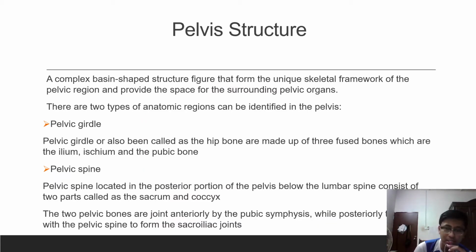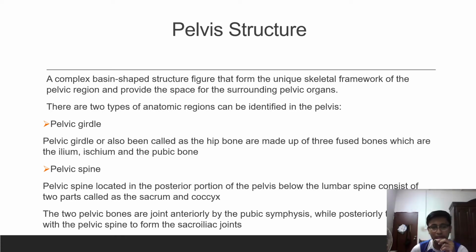Pelvic structure. What is a pelvis? The pelvis is a complex basin-shaped structure that forms the unique skeletal framework of the pelvic region and provides space for the surrounding pelvic organs. There are two types of anatomic regions that can be identified in the pelvis. First of all, the pelvic girdles. Pelvic girdles, also called the hip bone, are made up of three fused bones, which are the ilium, ischium, and the pubic bones.